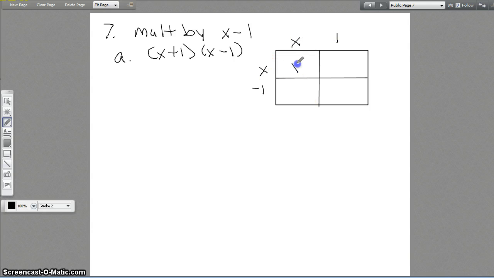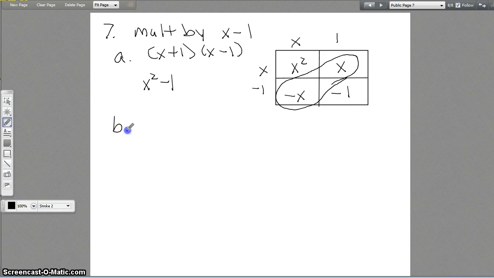X times x is x squared. X times 1 is x. Negative 1 times x is negative x. Negative 1 times 1 is negative 1. Notice I have both of my x terms in diagonal boxes, so I can add those together. My answer is x squared minus 1. Because I have my x squared term here, I have x minus x is 0, so I have no x term. And then I have a minus 1. So the answer is x squared minus 1.